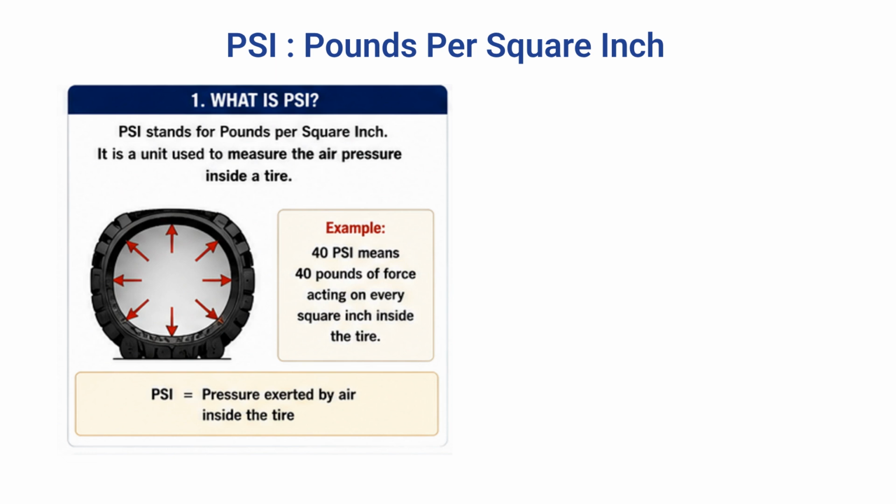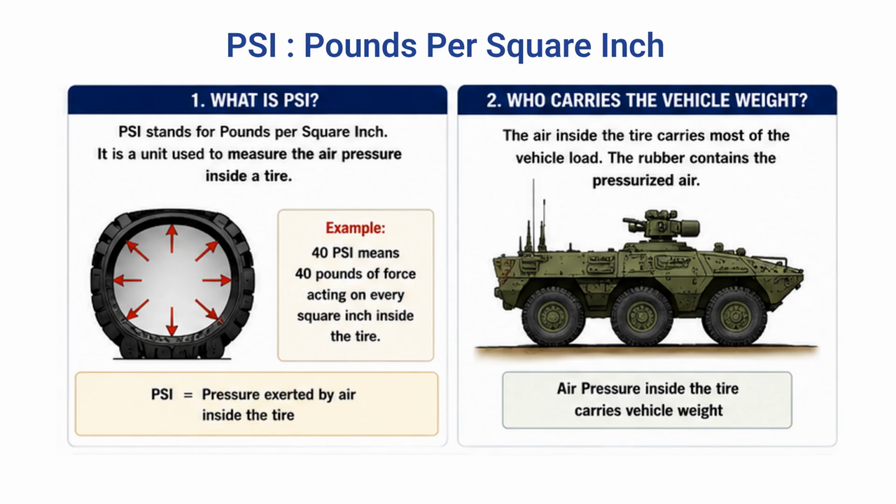The second section explains who actually carries the vehicle's weight. In a pneumatic tyre, most of the load is supported by the pressurized air inside the tyre. The rubber, belts and sidewalls contain that air and transfer the load safely to the ground. Therefore, correct inflation pressure is essential. Too little pressure causes excessive deformation, while too much pressure reduces the contact patch and can affect traction, comfort and durability.